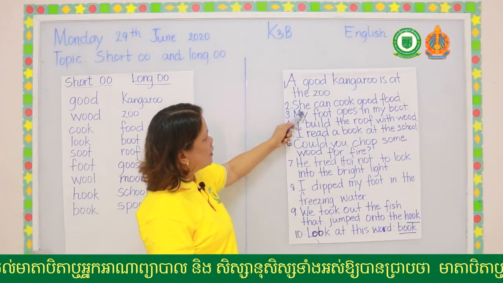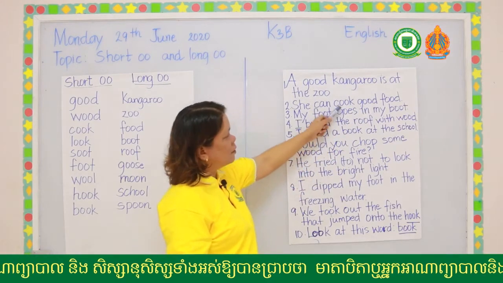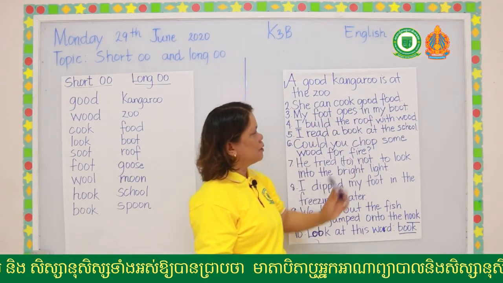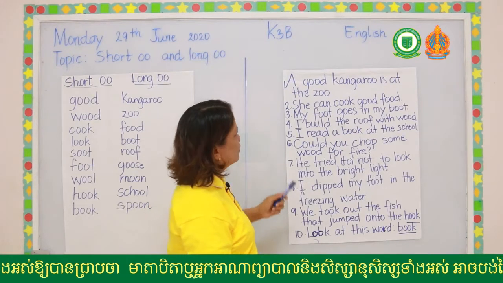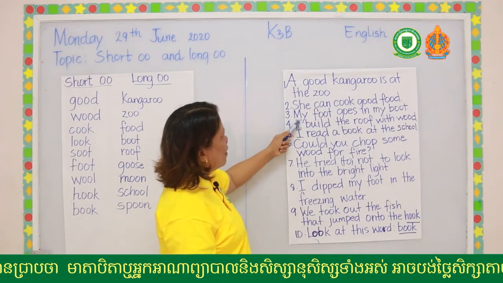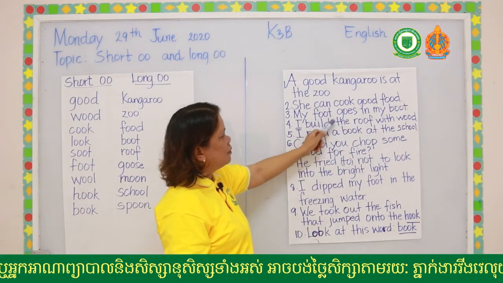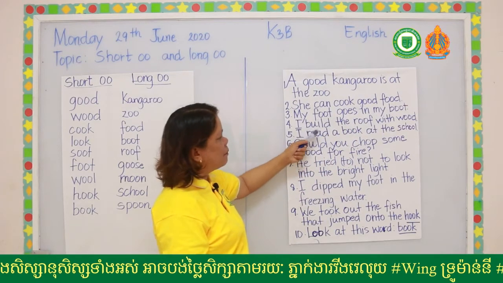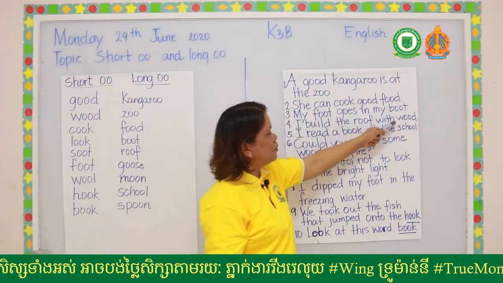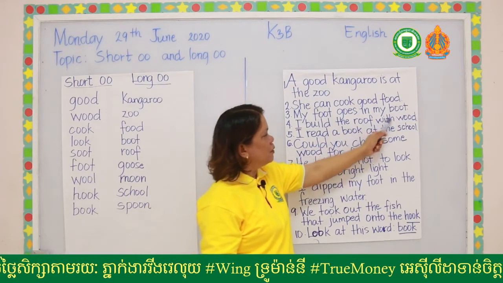Number 2, she can cook good food. She can cook good food. So which one is long and short O? Okay. My foot goes in my boot. My foot goes in my boot. Okay. I build the roof with wood. I build the roof with wood.